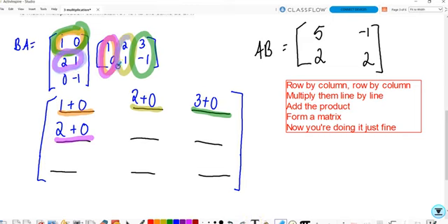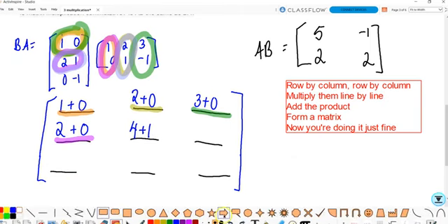Second row, second column, 2 times 2 plus 1 times 1. And normally if I was standing at the board, I would show you with my fingers. So maybe let me try this with some arrows.